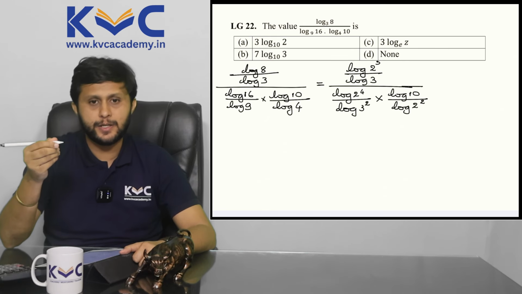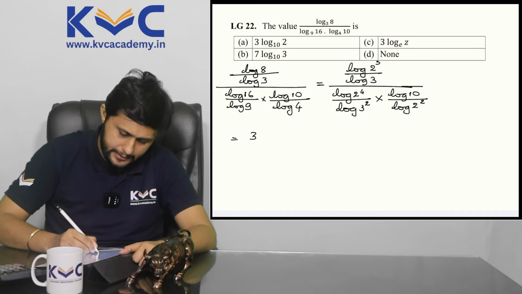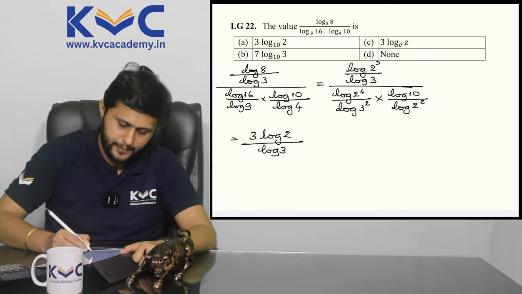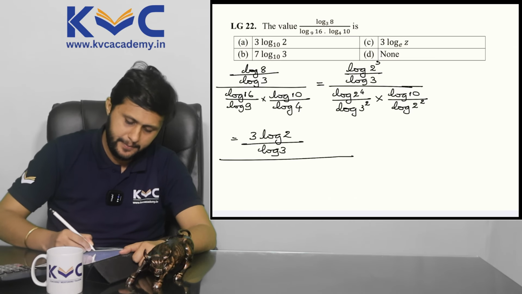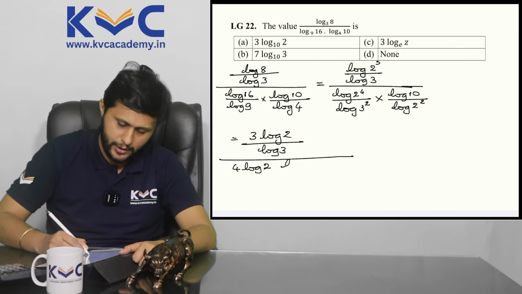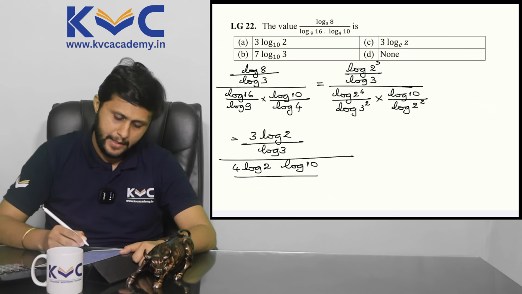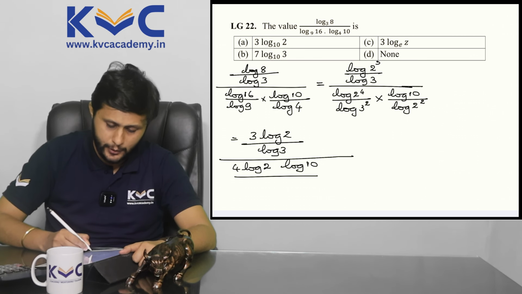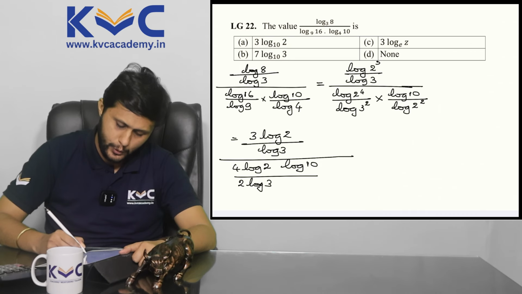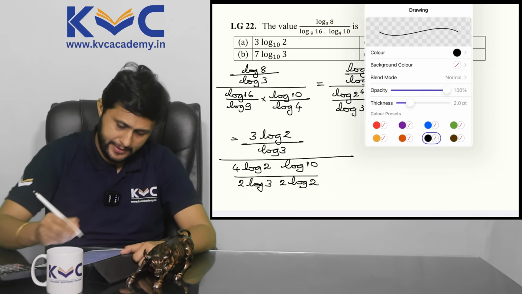Further, in the exponential form, I will bring the power outside the logarithm. I get 3 times log 2 divided by log 3, all divided by 4 times log 2. Multiplication is there. So, into log 10 divided by log 3 is there to the power 2. So, I get 2 log 3 into 2 log 2. Correct? Now I'll try to simplify this.